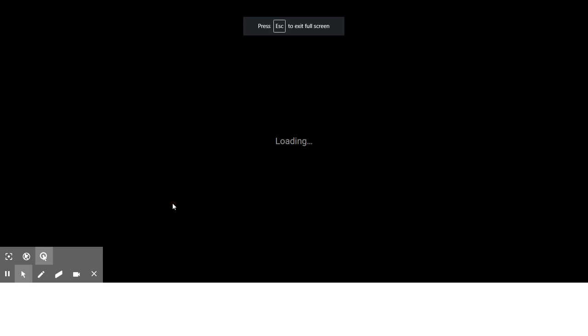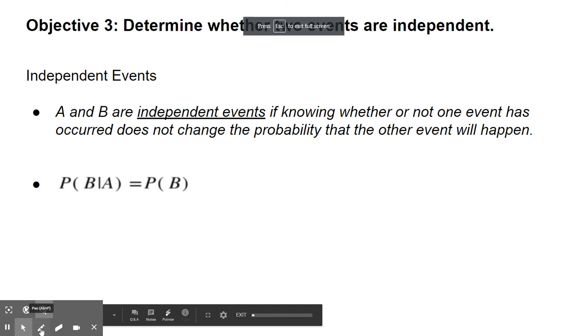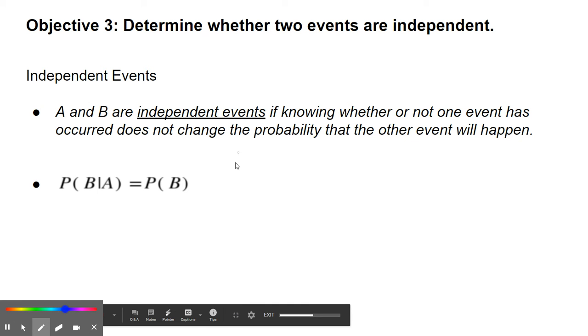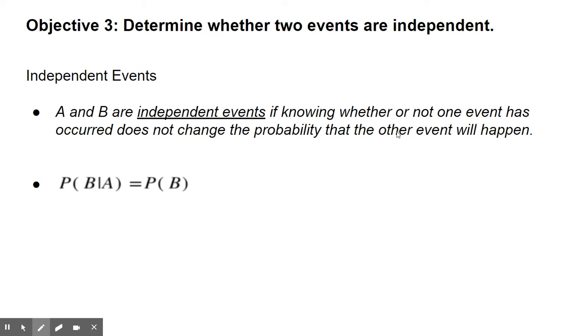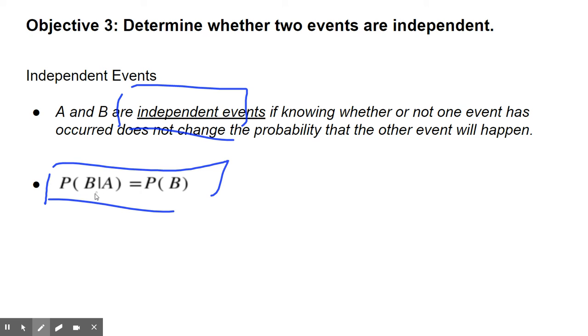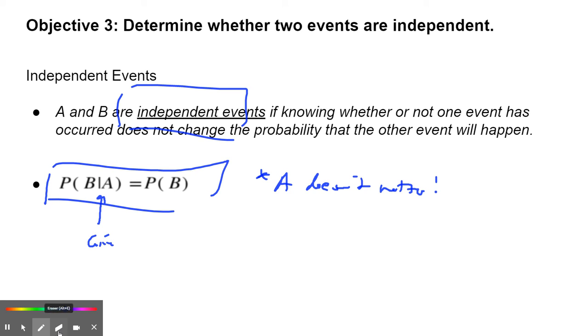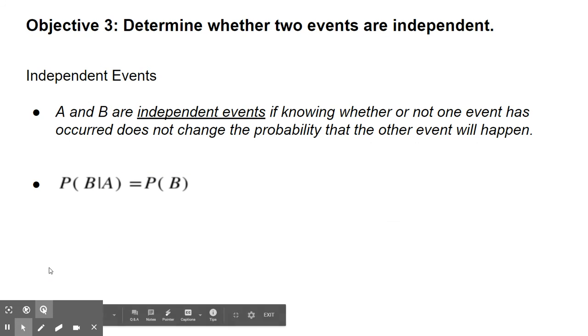Now, there's also a discussion on independence. So if two events are independent, it doesn't matter if one happened. The probability that the second one will occur is going to be the same. So for independent events, the probability of B given A is still going to equal the probability of B. This means that A doesn't matter. So keep that in mind, right? That's independence. So we can use this to test for independence.